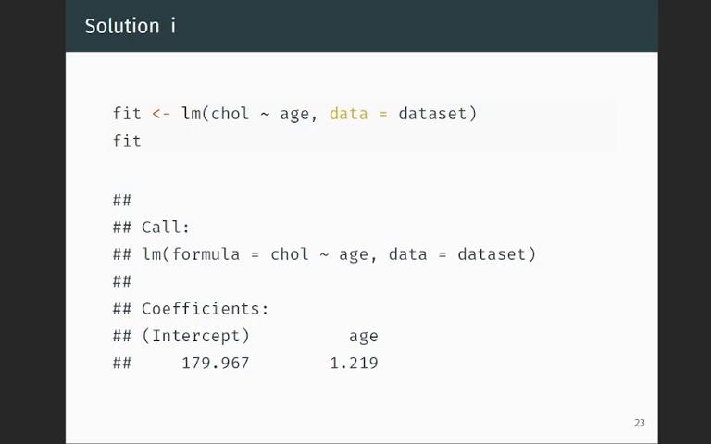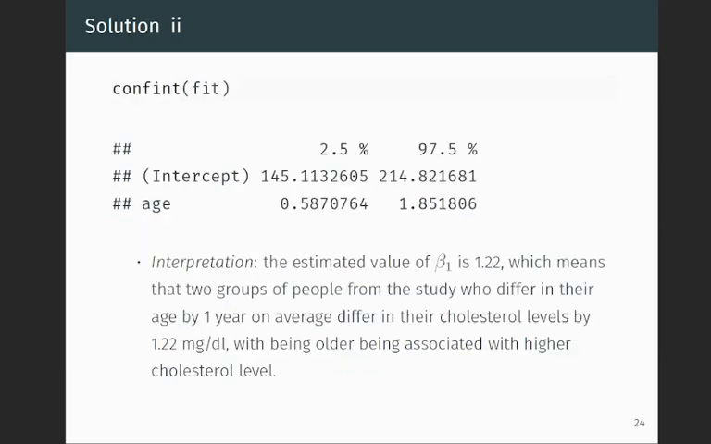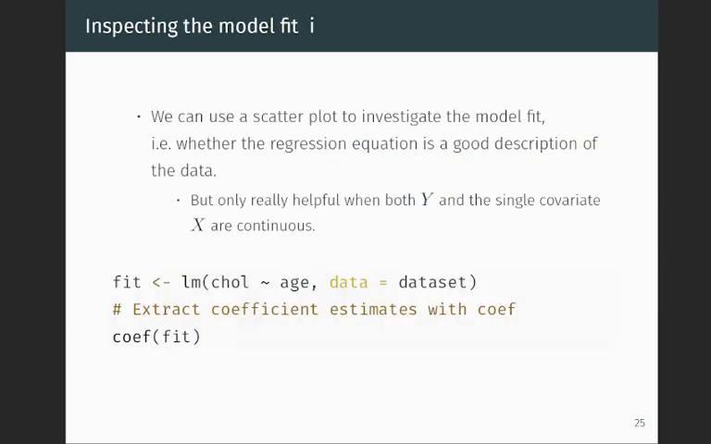But the other coefficient, the coefficient of age, would correspond to the average difference in cholesterol levels between two subgroups whose age differ by 1 year. And again, you can look at a confidence interval, and we see that the value 0 is not included in the confidence interval, and therefore we can reject the null hypothesis. Okay, and I'm going to let you read the careful interpretation here.